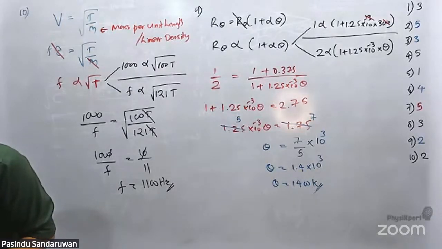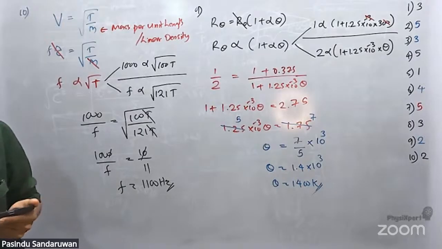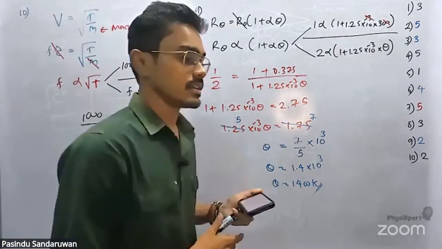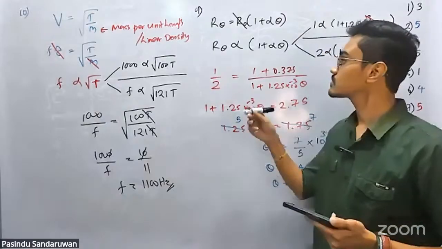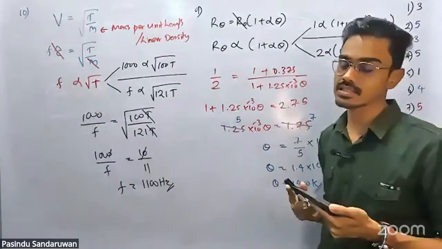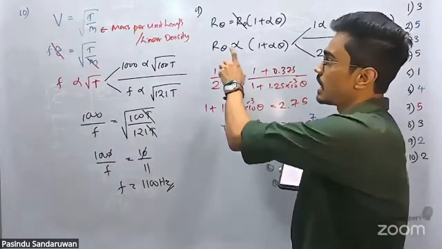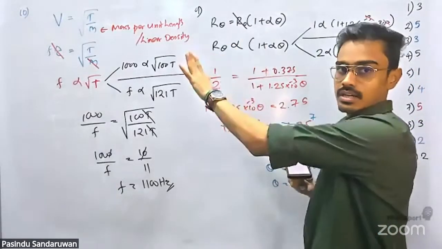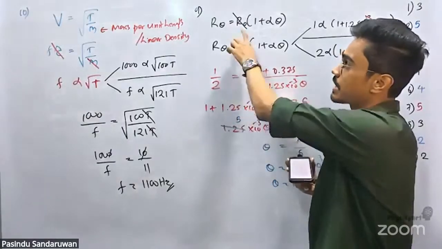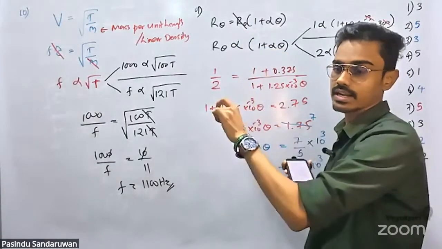So I didn't get to the ninth equation. Ninth equation. This is the relationship between temperature and resistance: R theta equals R naught (1 plus alpha theta). R theta is the resistance at a given temperature. R naught is the resistance at 0 degrees Celsius.